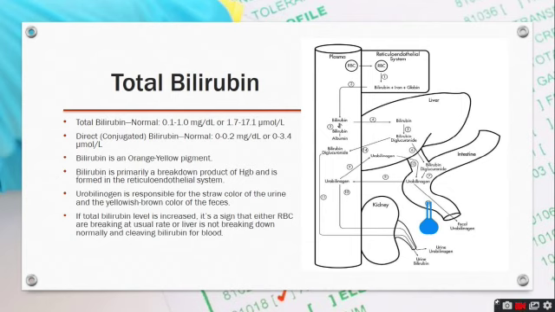We can identify whether the bilirubin is normal or high by observing the color of serum. When we centrifuge the blood and separate the serum, we can observe its color easily.